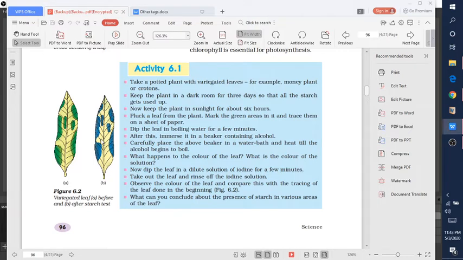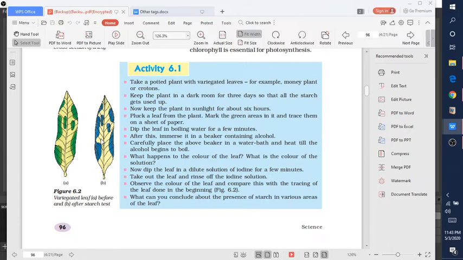So today we will discuss a doubt some students asked me. I would like to discuss today some activity and also one topic which most of the students asked me about. So let's begin. Activity 6.1 says: take a potted plant with variegated leaves, for example money plant or crotons.